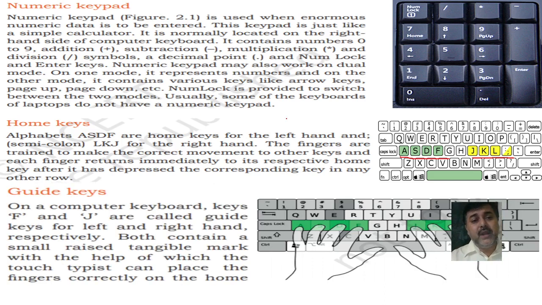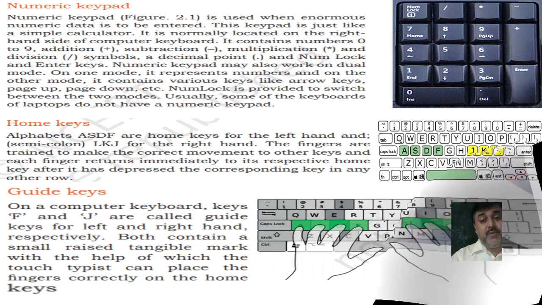Next, what we can find: the guide keys. Guide keys means what? F and J. Where is F and where is J? See here, this particular key is the F key, and this particular key where it is pointing is the J key, isn't it? So F and J, these two keys will have a tangible effect, and we can work with this particular key along with our home keys. So this is a very important part.